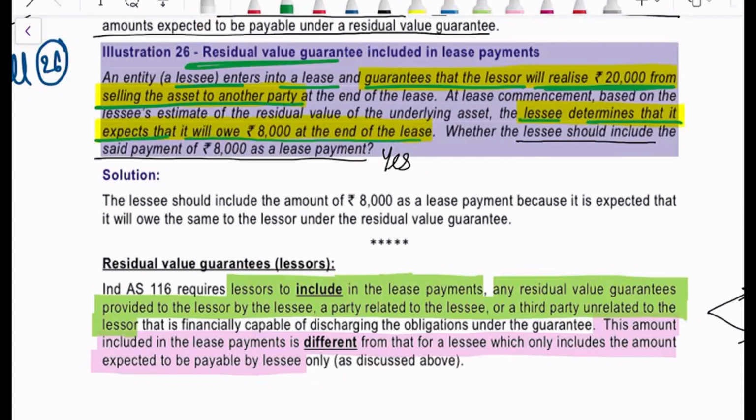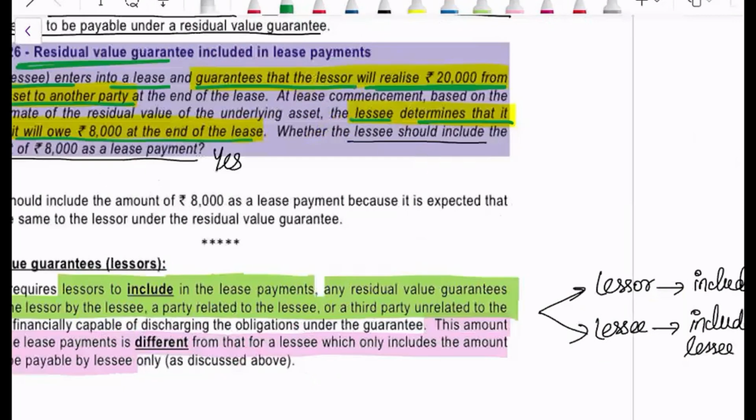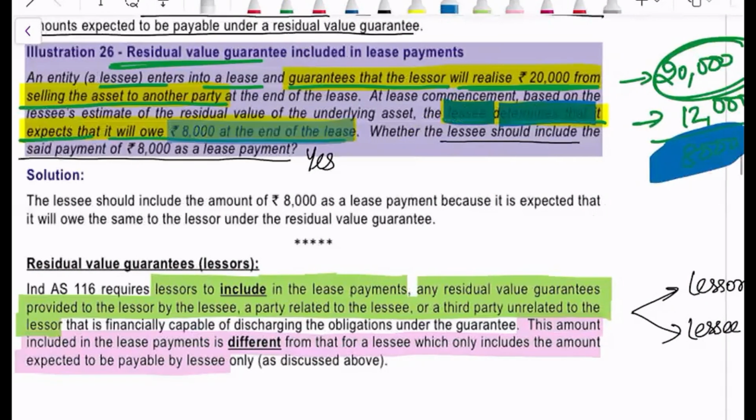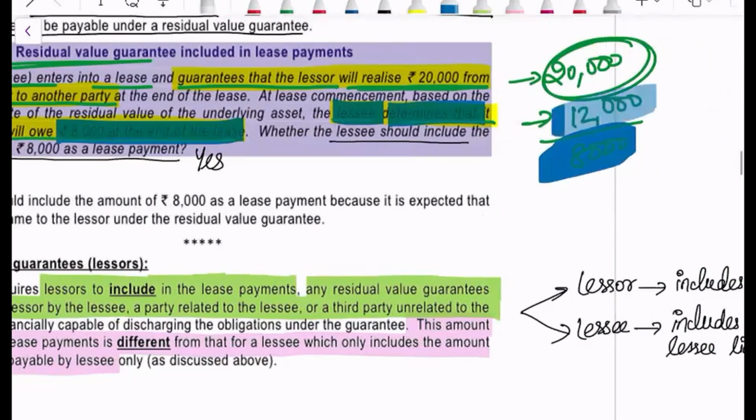That means the lessee, at the start of the lease, tells the lessor in a very confident tone that 20,000 you will definitely get. But in his mind, he knows that the lessor will not be able to fetch 20,000. The lessor will only be able to fetch 12,000 from that asset. Since the lessee has promised 20,000, the lessor will get it anyhow, so the remaining 8,000 is what the lessee determines it will owe at the end of the lease.